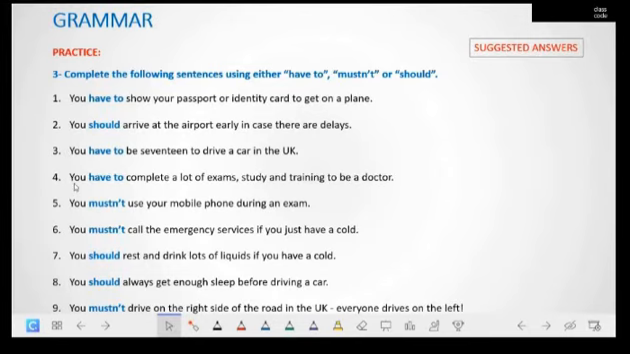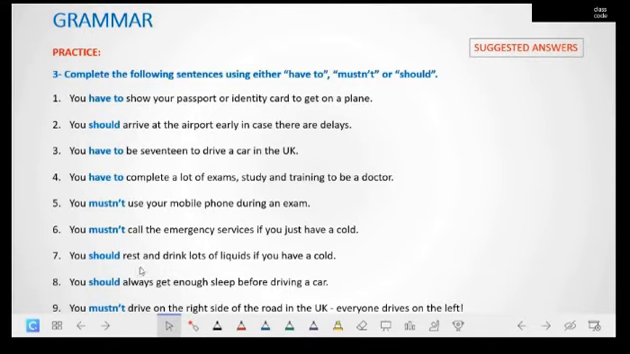Number four, you have to complete a lot of exams, study and training to be a doctor. Again, outside obligation. Number five, you mustn't use your mobile phone during an exam. So according to the law, or the rules they have, you cannot use the mobile phone during an exam. You mustn't call the emergency services if you just have a cold.